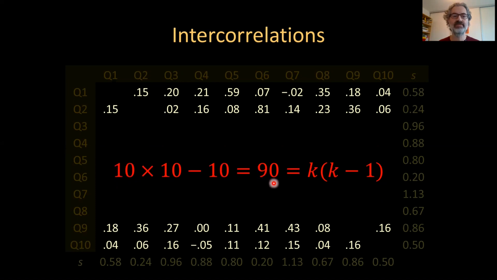90 is 9 times 10. So instead of K squared, which is all of them, 90 is K times K minus 1. So 10 times 9 is how many cells we have in this correlation matrix that aren't fixed to 1. This is the number of intercorrelations that are not 1, whereas all of the cells are K squared.